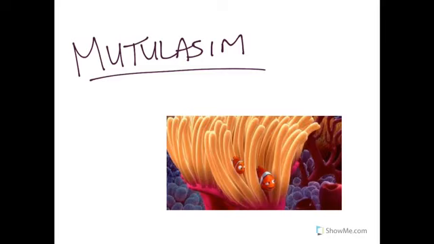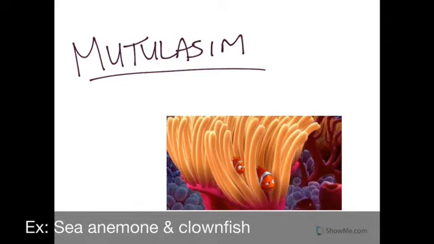I'm sure you remember Finding Nemo. The sea anemone is going to protect the clownfish and provide food, but the clownfish will help keep the sea anemone clean. So this is a mutually beneficial scenario, mutualism.